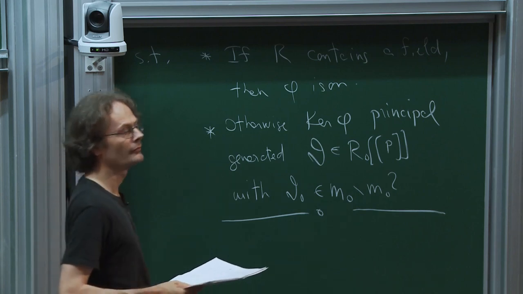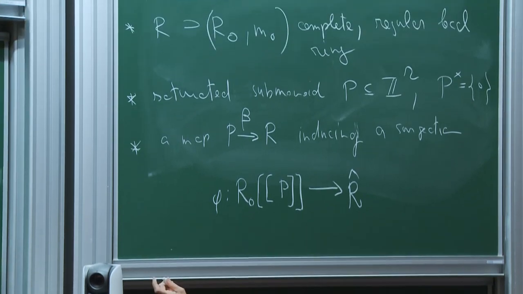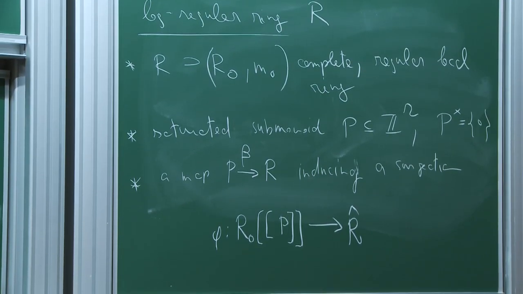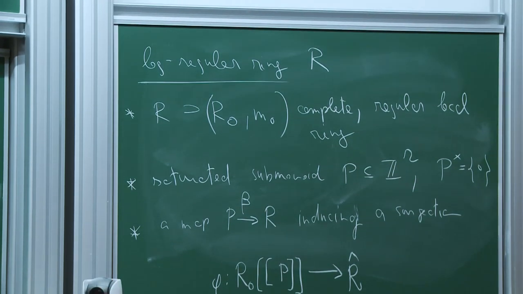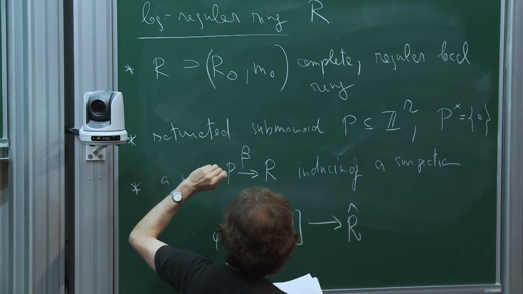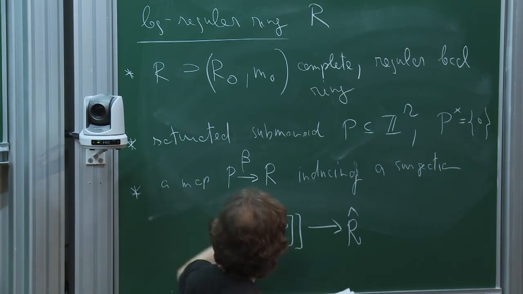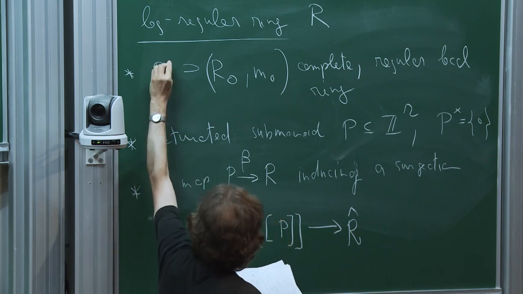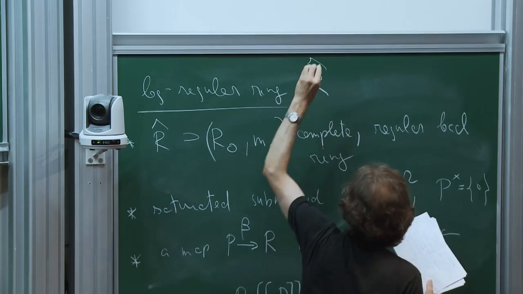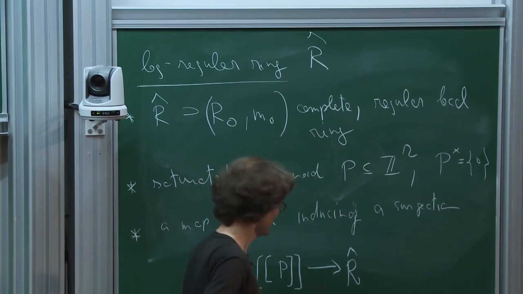Complete regular. But R should be R hat too? At the beginning, R is complete. R itself should be complete at the beginning. Yes, this R is also complete. So let's put complete everywhere.